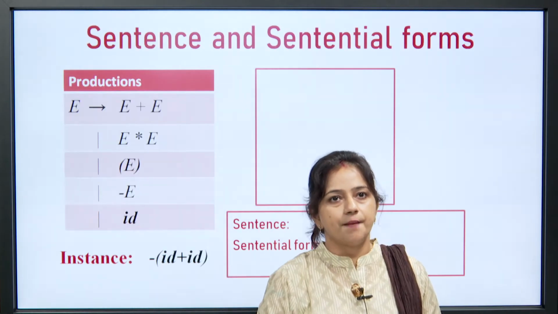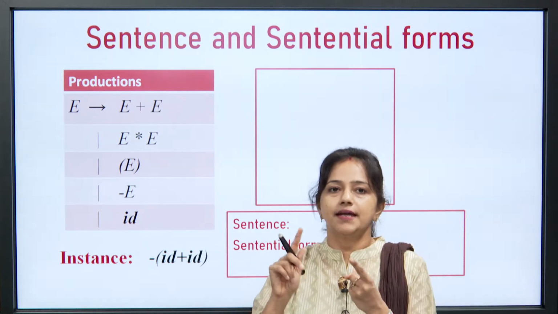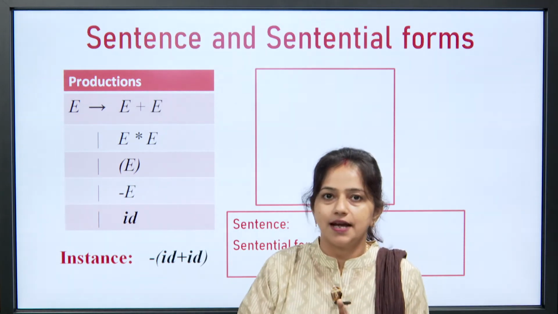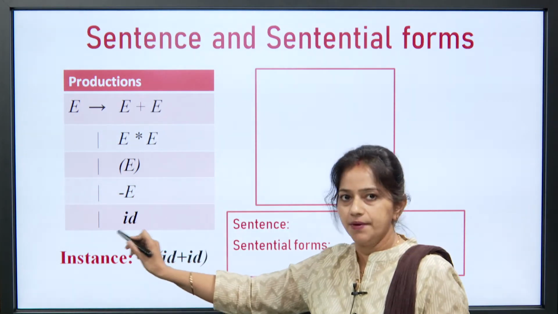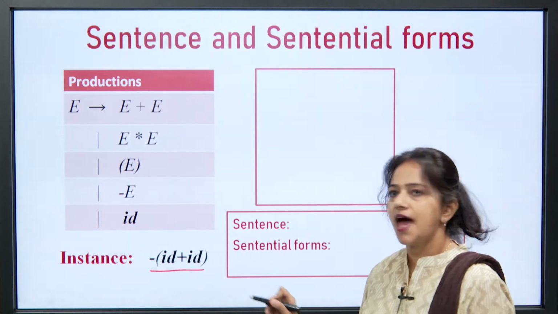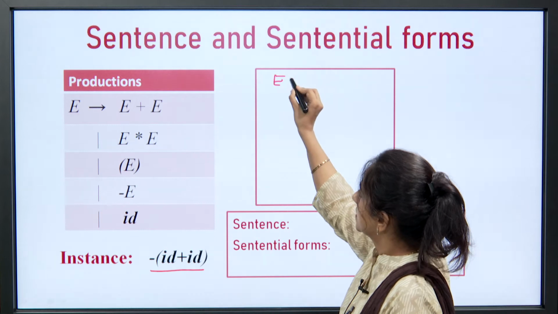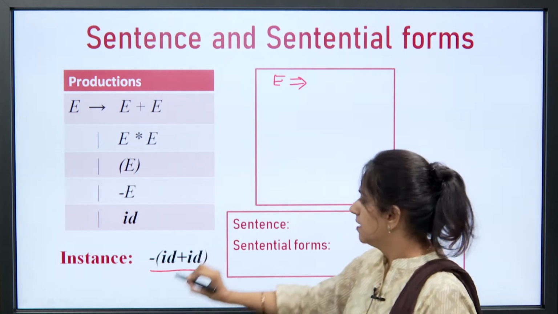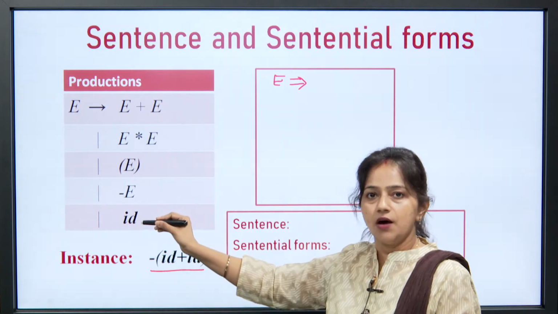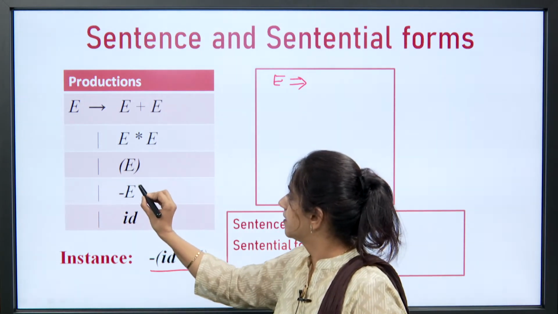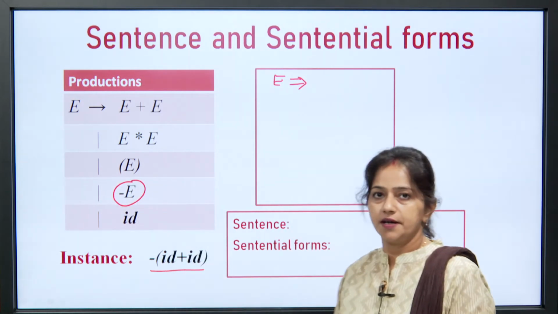Now, we will see one example to understand sentence and sentential form. Here we will obtain the derivation, then we will find what is a sentence and what is a sentential form. We have the same grammar, but now the instance is minus id plus id. This is the next example for derivation. E derives this one. Which alternate of E should be used now? This E should be expanded using the alternate minus E.